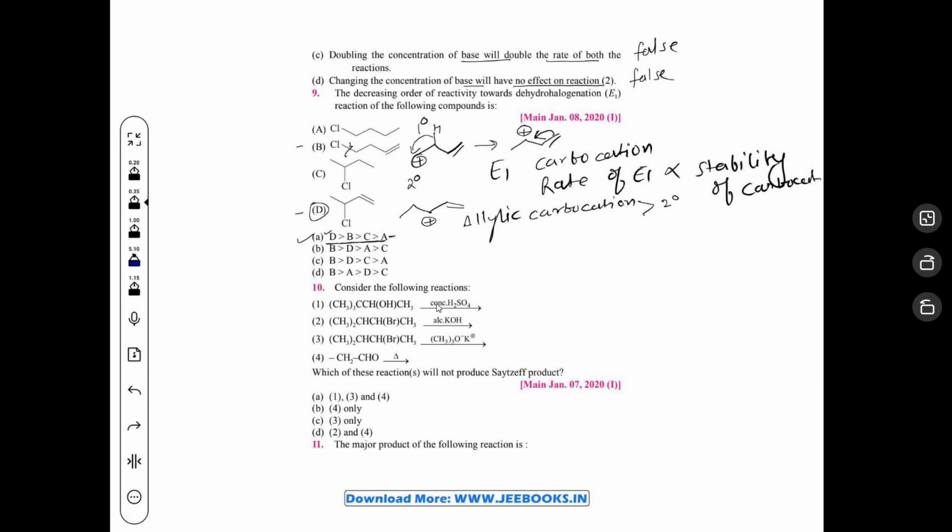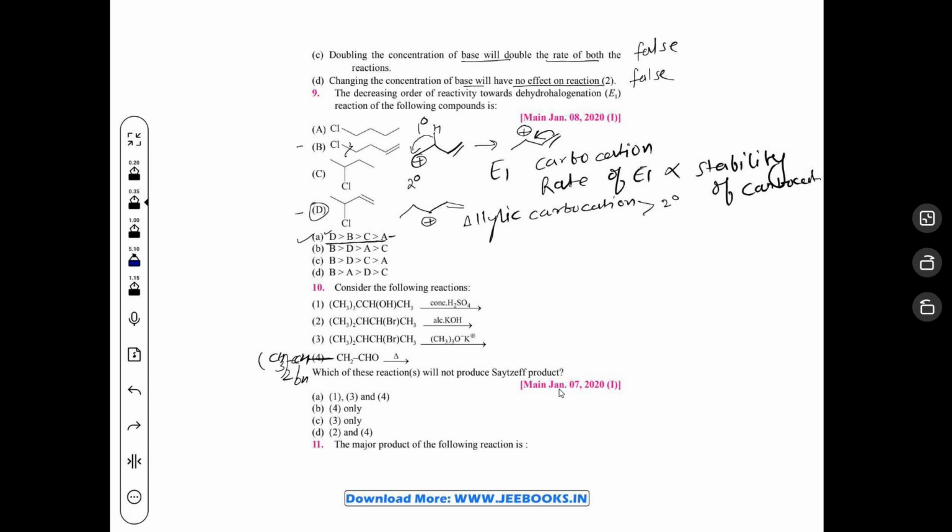Now moving to the next question: consider the following reactions. So this is the dehydration reaction. This is an elimination reaction because you have alcoholic KOH, a strong base, and the third reaction is also an elimination reaction. And in the fourth, the correct formula is, something is missing here actually, so I want to write the correct one, CH3CHOH. So this is the correct structure of this compound. Okay, so we have to see which of the reactions will not produce the Saytzeff product.